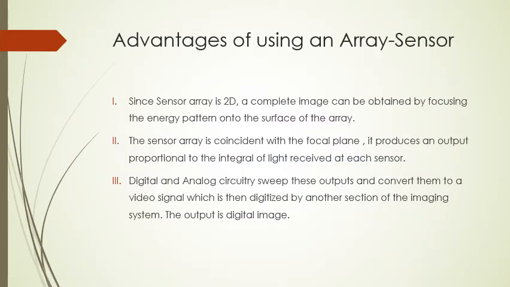Now we discuss the advantages of using an array sensor. As we know, we have two other methods that we discussed in previous slides, but every method has advantages as well as disadvantages. But the array sensor is very useful in digital image processing to perform operations on an image. Here we discuss some advantages. The first one is, since the sensor array is 2D, a complete image can be obtained by focusing the energy pattern onto the surface of the array.